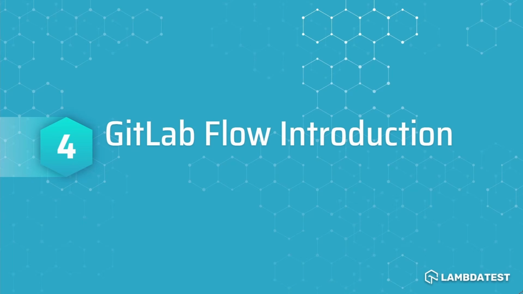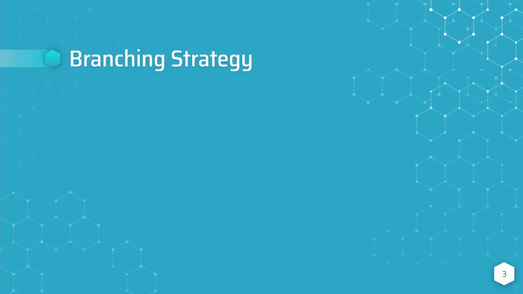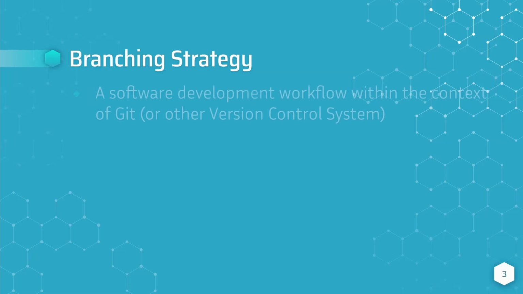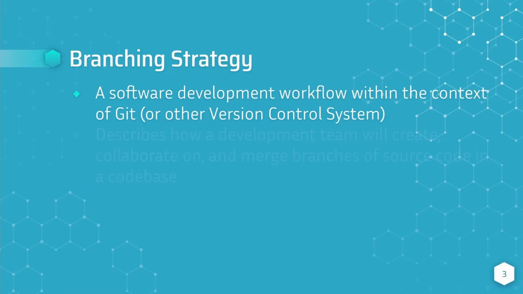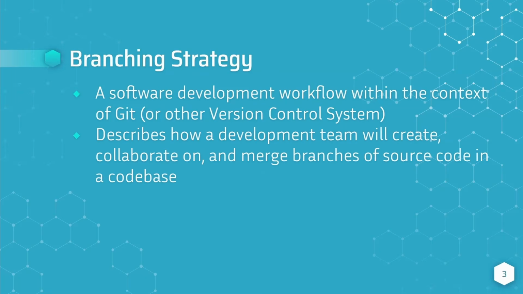In this video, I'm going to introduce you to the GitLab flow. What is a branching strategy? A branching strategy is a software development workflow within the context of Git or another version control system. And it describes how a development team will create, collaborate on, and merge branches of source code in a code base. We practiced a very basic branching strategy in the first video using a feature branch.